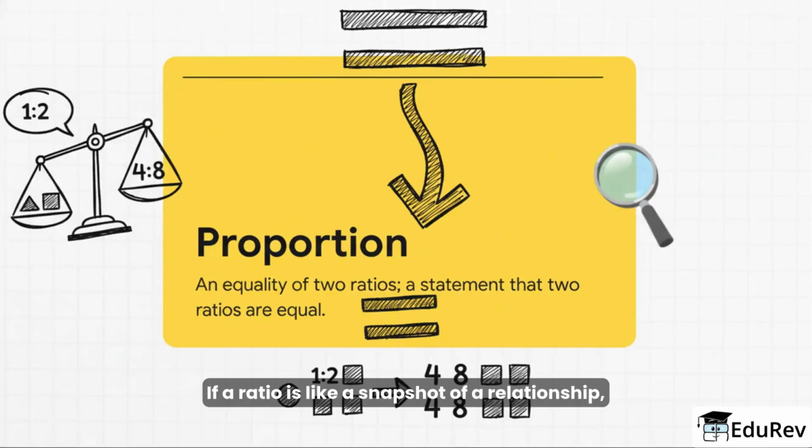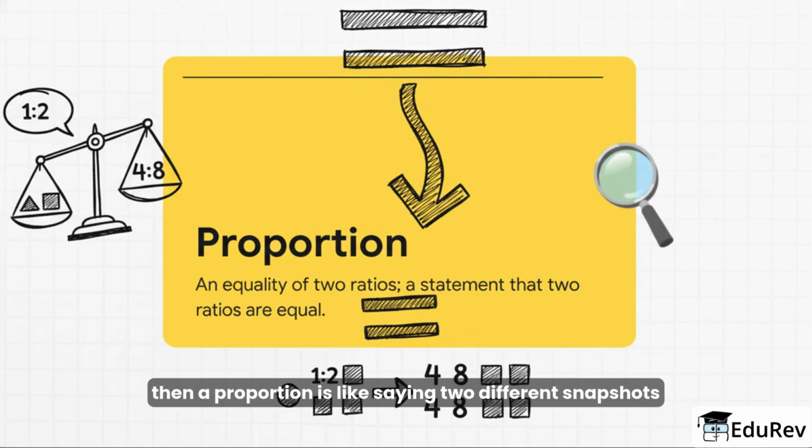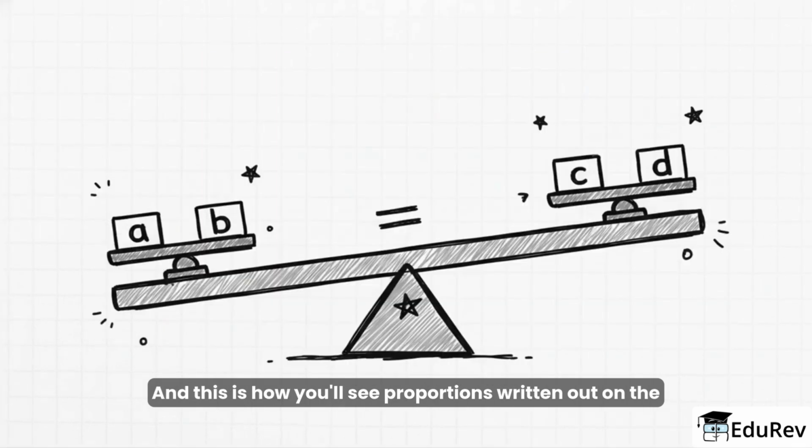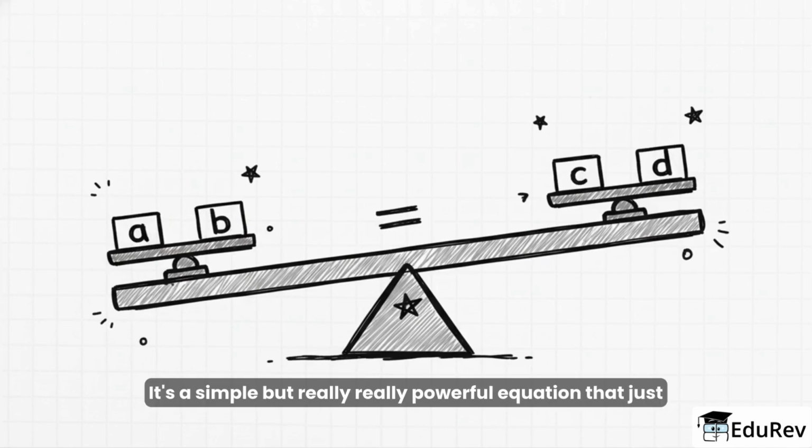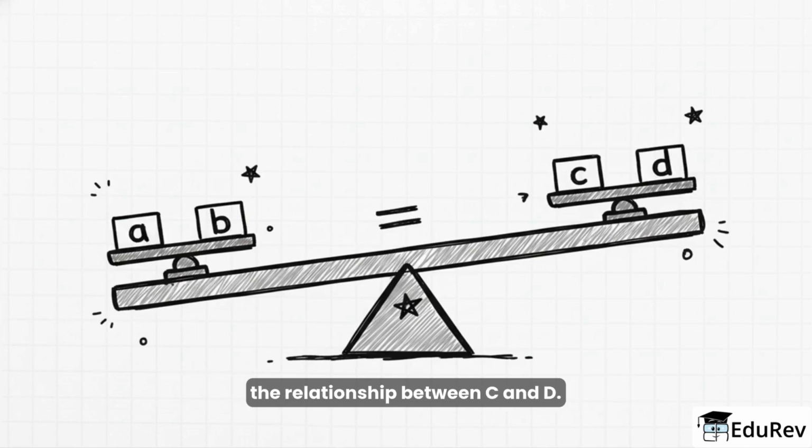It's simple, really. If a ratio is like a snapshot of a relationship, then a proportion is like saying 2 different snapshots actually capture the exact same relationship. So the ratio of 1 to 2 is the exact same as the ratio of 4 to 8. They're in proportion. And this is how you'll see proportions written out on the GMAT. It's read as A is to B as C is to D. It's a simple but really powerful equation that just says the relationship between A and B is identical to the relationship between C and D.